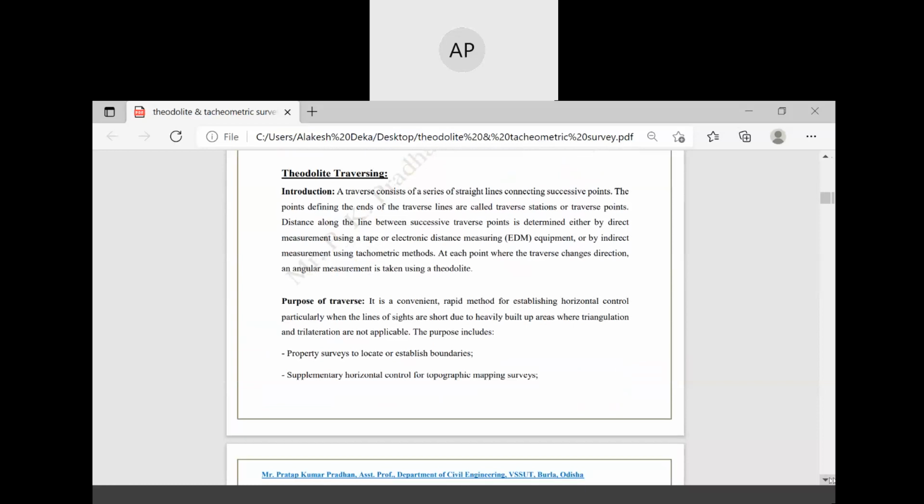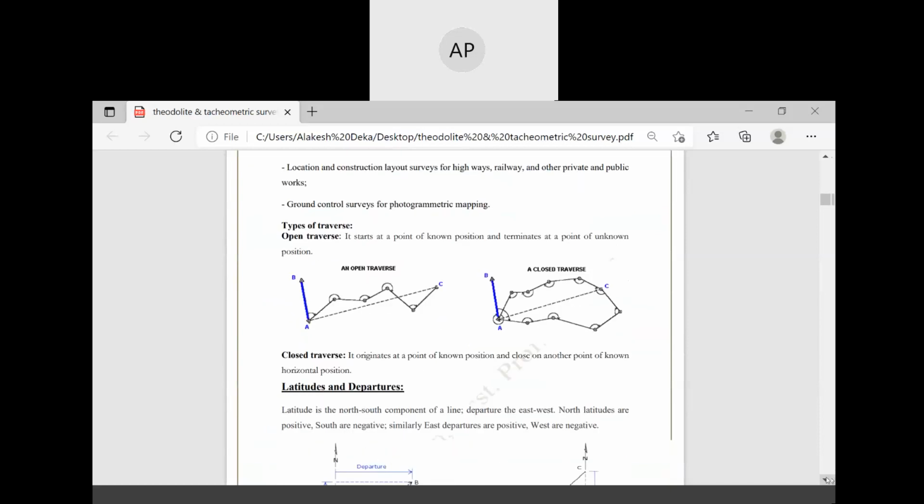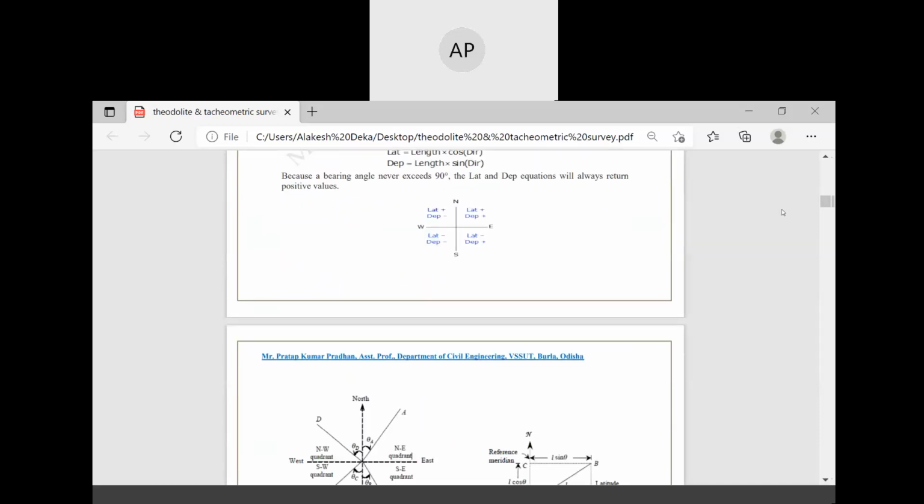And the main principle of theodolite is traversing. What is the purpose of traverse? It is a convenient, rapid method of establishing horizontal control, particularly when the lines of sight are short due to heavily built up areas where triangulation and trilateration are not applicable. The purpose includes property surveys to locate or establish boundaries. Okay, these are the traverse, you already know.